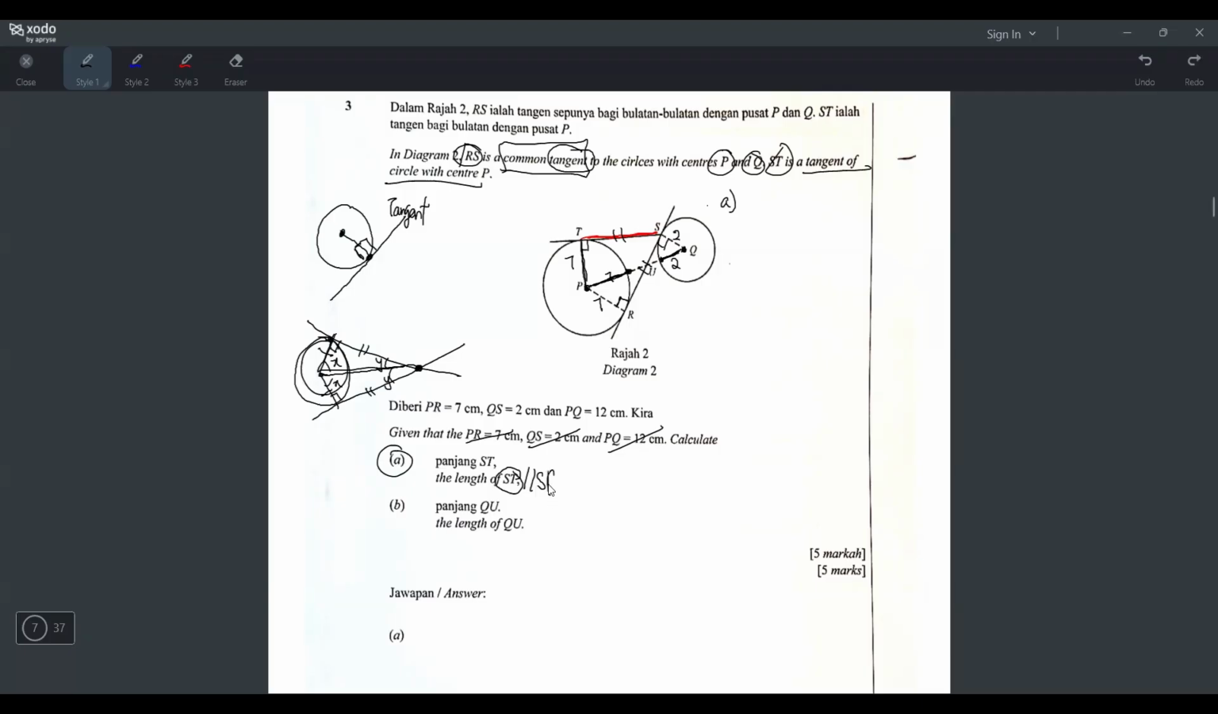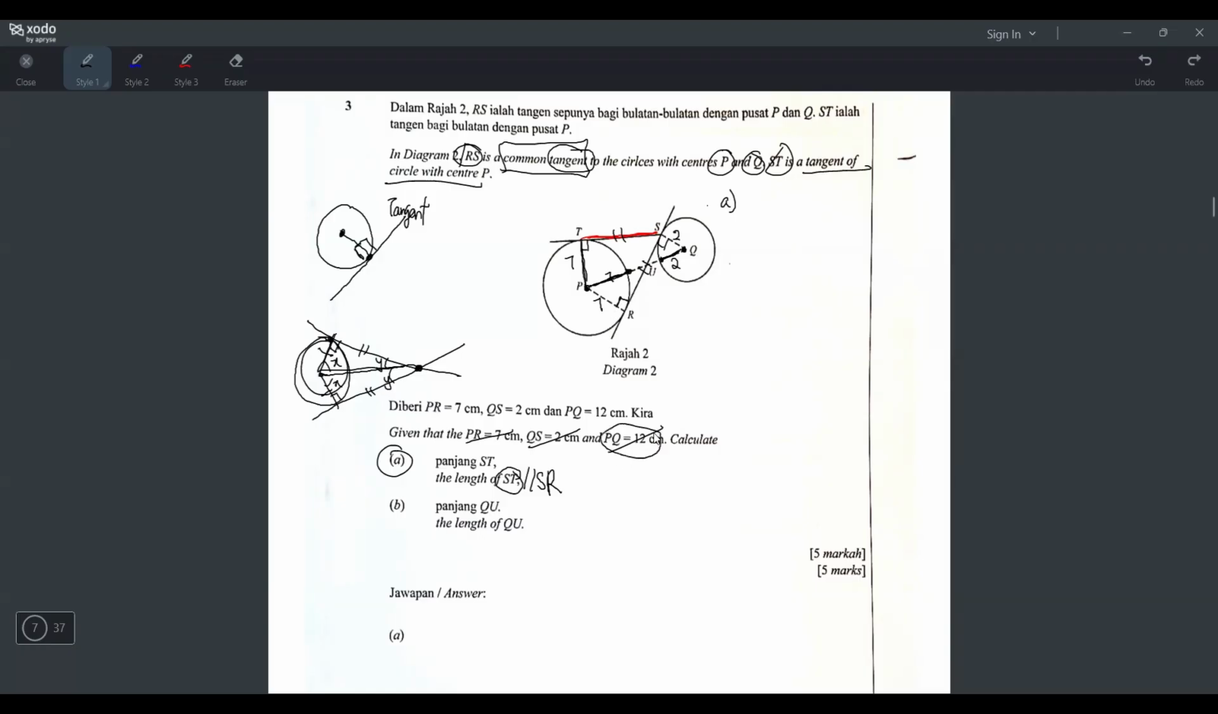So what other method can we use? They never give us an angle, right? If they gave us any angle here, then at least I could use trigo, like SOH CAH TOA. So I'm stuck here. I can't find it using Pythagoras theorem, and I can't find it using trigo because there's not enough information. So SR, right? SR, this line.